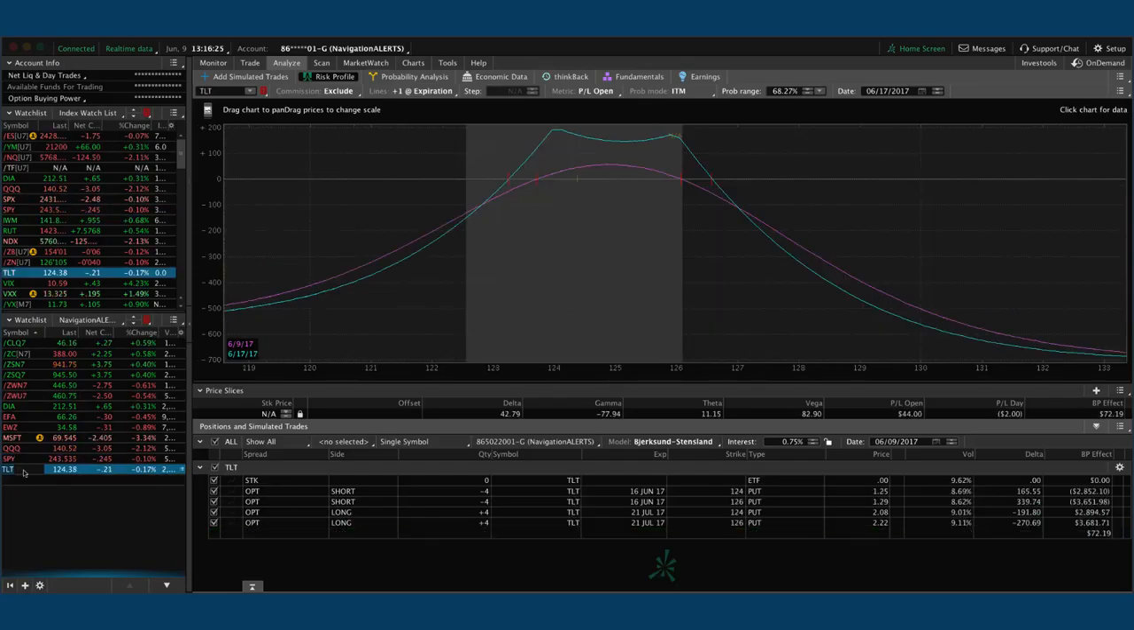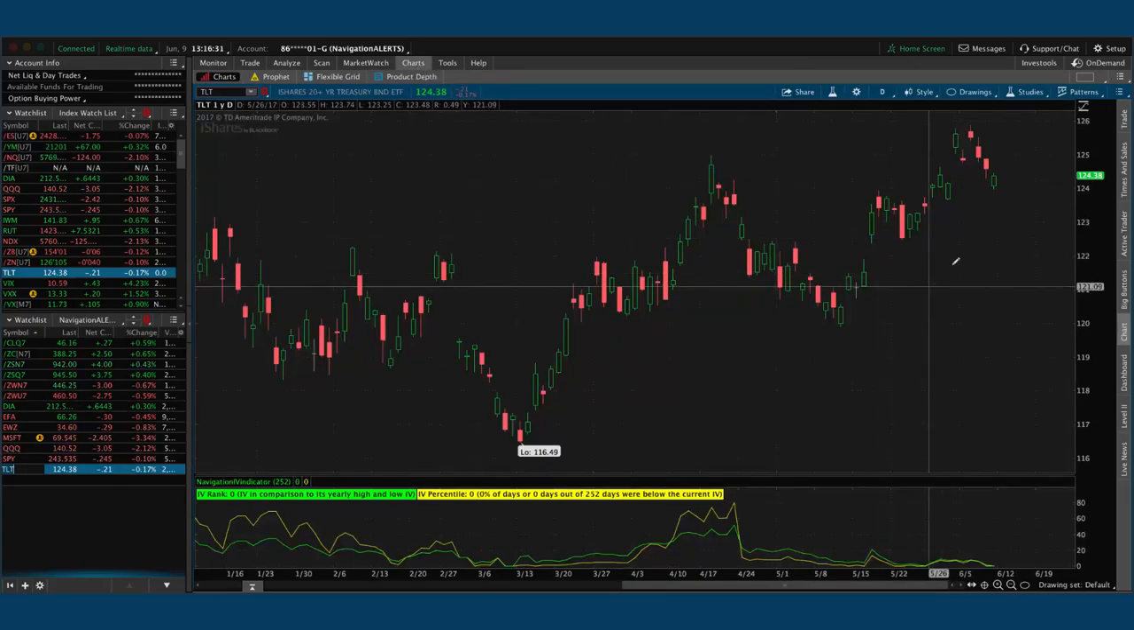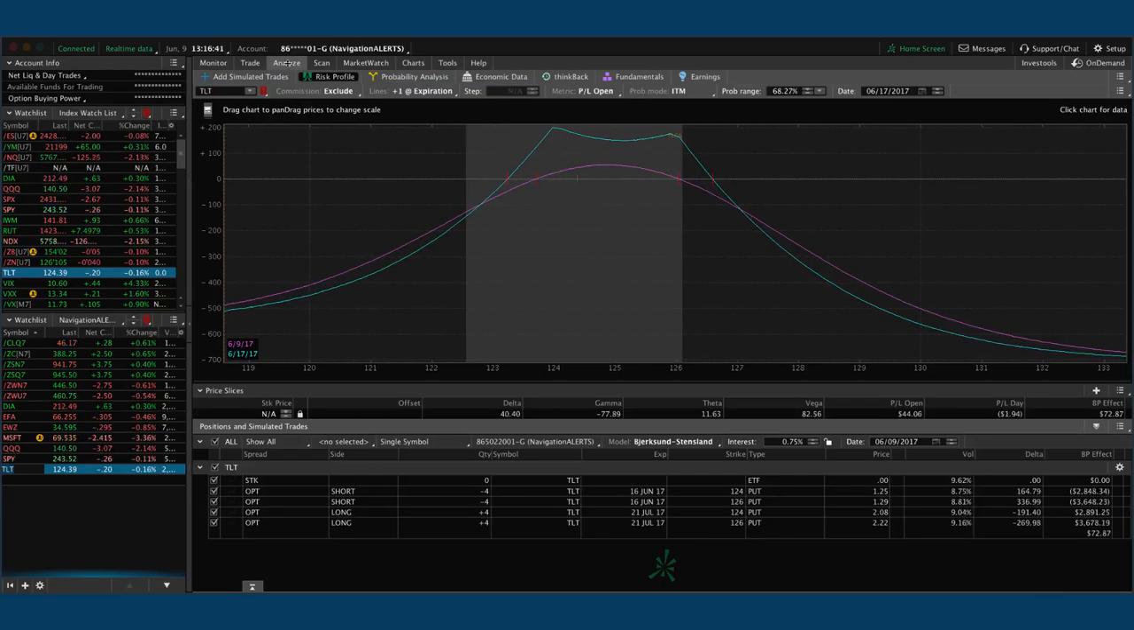And same thing with TLT. I just need a little bit more of an up move before we book that profit in TLT. As you can see, we've had a little bit of a down move there. Implied volatility still around zero as far as the IV percentile and IV rank go. So nothing else to do in TLT at this time.